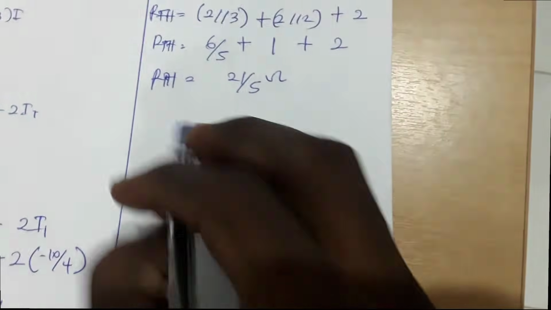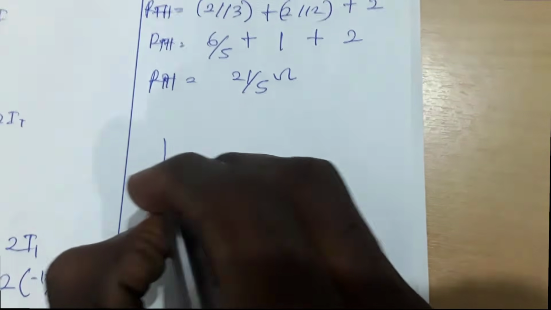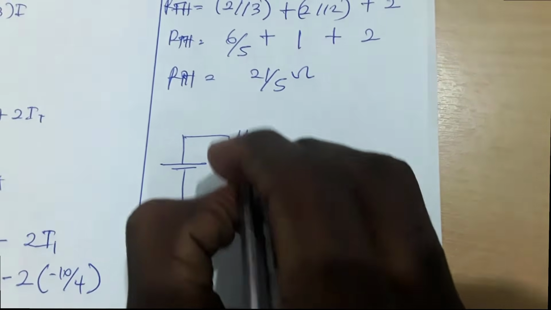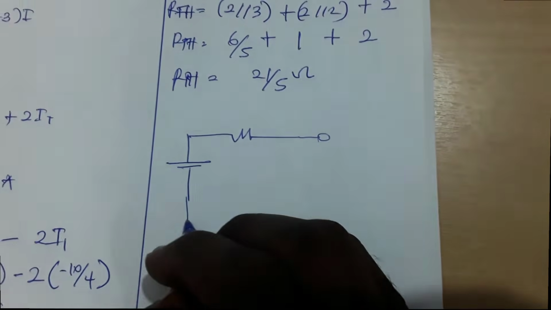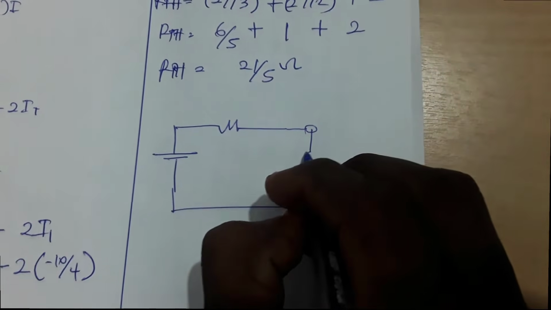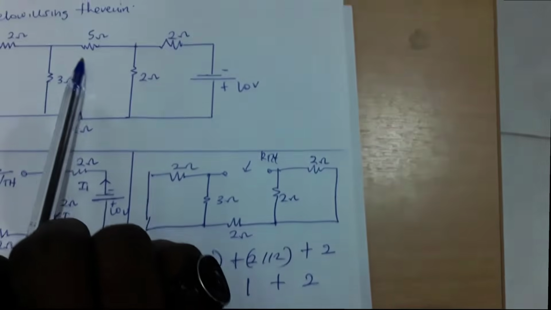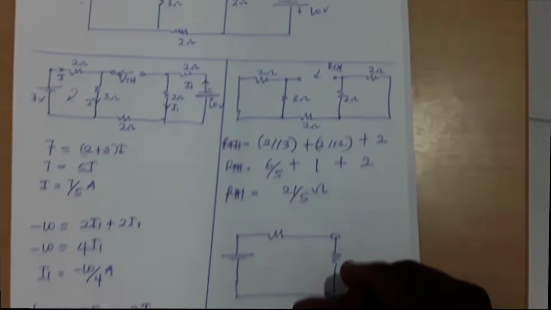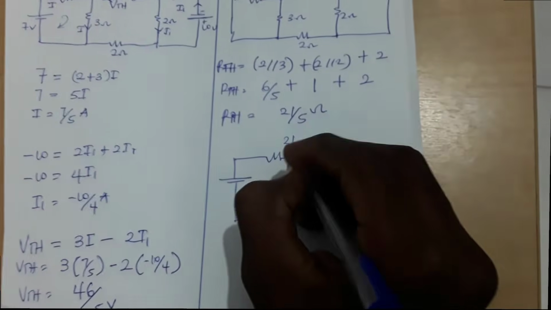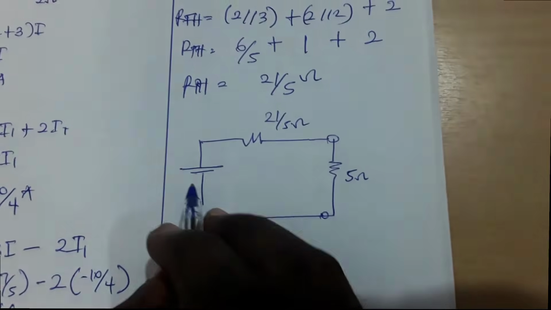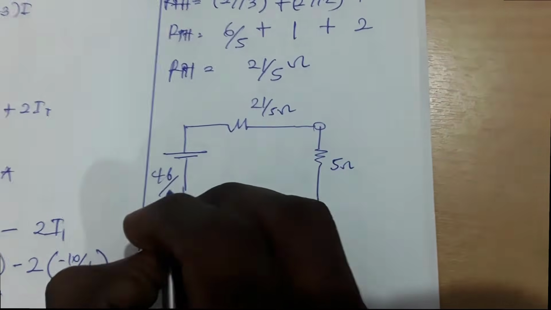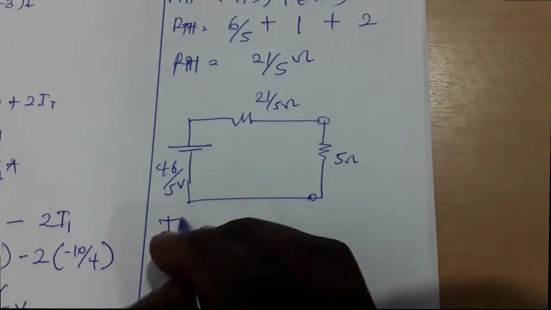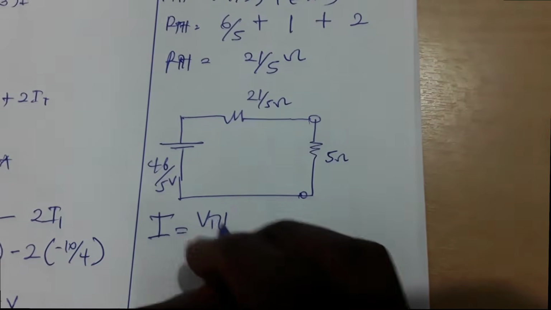So the equivalent circuit now should look like this. This is our VTH, RTH, and we will bring back the resistor that we took out, that is the 5 ohm resistor. This is our RTH, that is 21 on 5 ohm, and this is our VTH, that is 46 on 5 volt. So finding current here should be very easy.